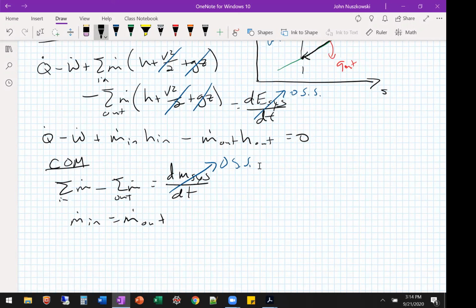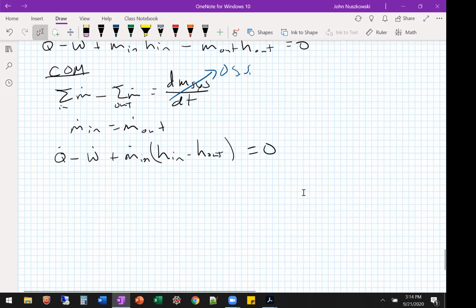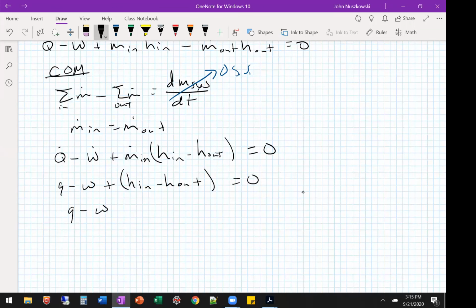All right, so that changes our equation to this, okay? And if I actually divide out the mass flow rate, we'll get everything lowercase, and the mass flow rate goes away, and I can move enthalpies over. And I have a generalized conservation of energy for any device, any of the devices in the system, the Brayton cycle.